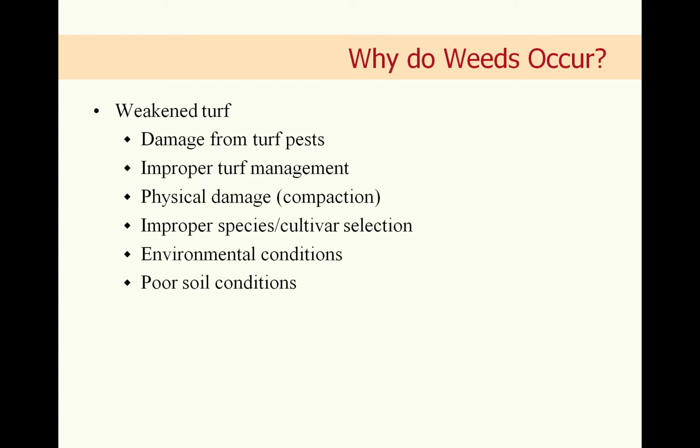Weeds typically show up for a reason. A common cause for weed invasion is a weakened turf. A turf can be weakened for a number of reasons, including damage from disease or insects, reduced density due to a lack of water or nutrients, or physical damage from traffic or compaction. Planting a species not suited for a particular site can also lead to thin turf. This commonly happens in shaded areas where many species cannot form a dense turf. Adverse environmental conditions and poor soil conditions can also stress a turf to the point that it becomes weak and weeds begin growing.